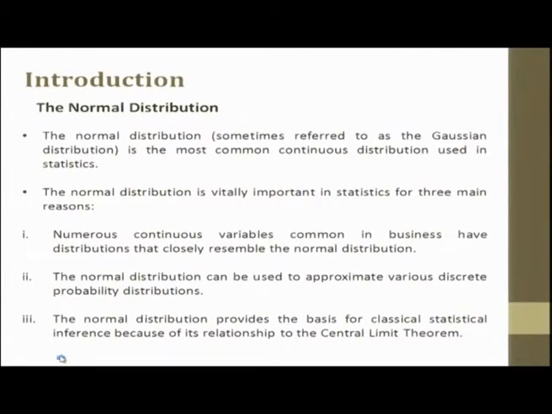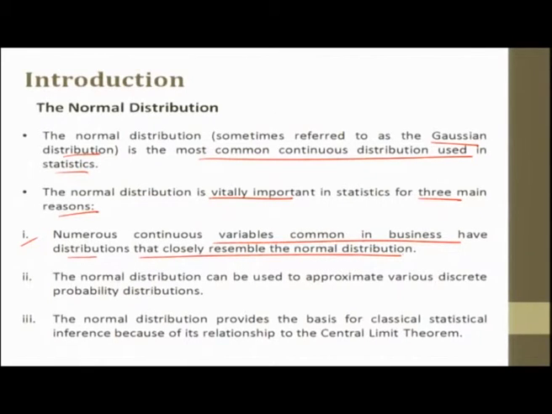First, introduction. What is normal distribution? Normal distribution is sometimes also referred to as Gaussian distribution, because Gauss came up with it. It is the most common continuous distribution used in statistics. The normal distribution is vitally important in statistics for three main reasons. Number one, numerous continuous variables common in business have distributions that closely resemble the normal distribution. So, normal distribution can be fit to the maximum of the measurements that we take, to heights, to weights. In metrology, in business, if I am talking about the wages of the customers, the prices in the market for specific products, different distributions can happen, but I can call normal distribution the mother of many distributions.